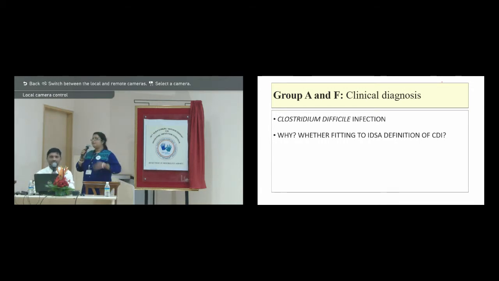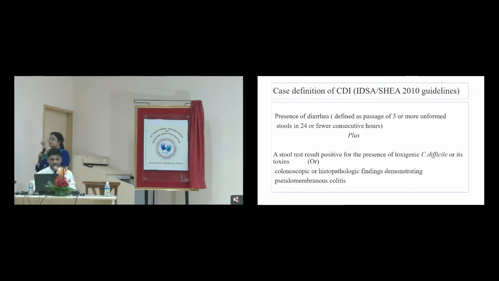Does it fit in? Yes, no. Okay, so please have a look at the IDSA definition of CDI. These are key sentences that you need to keep in mind. One is the presence of diarrhea. So it's diarrhea with the passage of 3 or more unformed stools in 24 or fewer consecutive hours. Mind you, it is not formed stool.